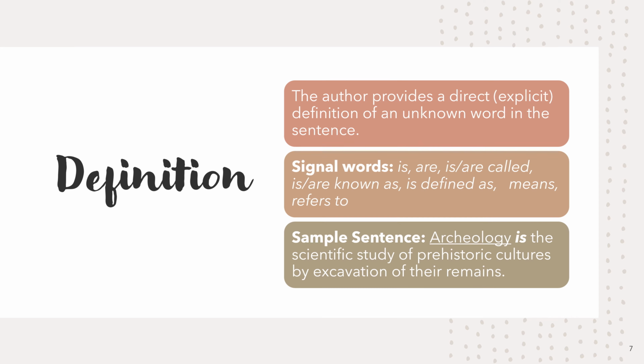Definition. The author provides a direct definition of an unknown word or difficult word in a sentence. These are some of the signal words that the author uses. Is, are called, are known as, is defined as, means, refers to. Now take a look at the example sentence. Archaeology is the scientific study of prehistoric cultures by excavation of their remains. So the difficult word here is archaeology. And in this example, it is being defined and explained.